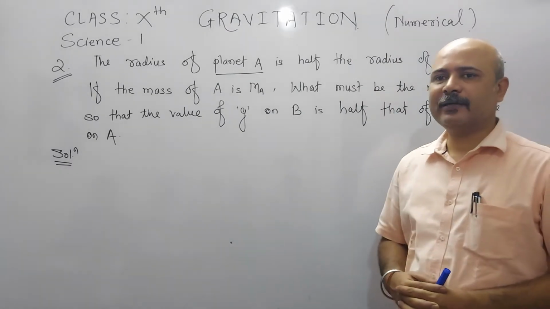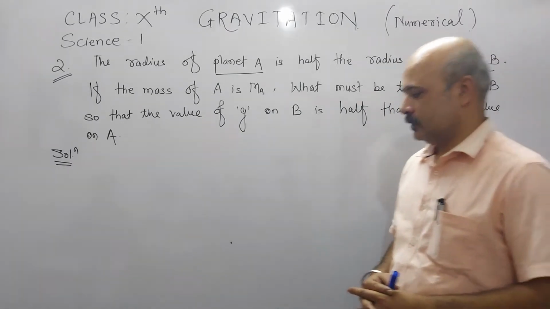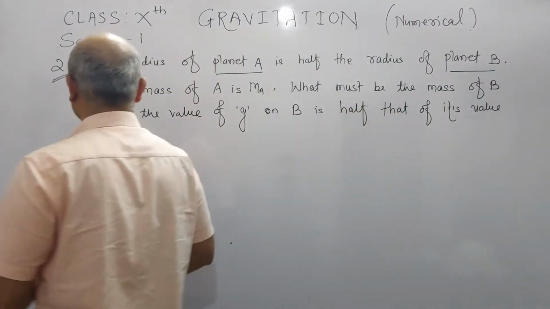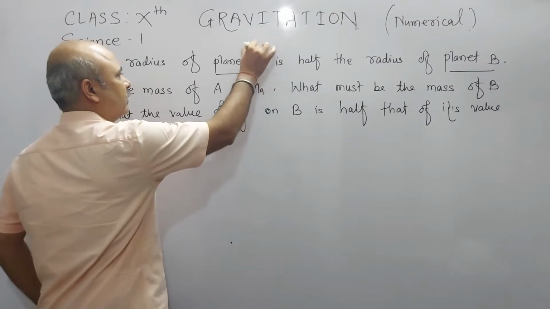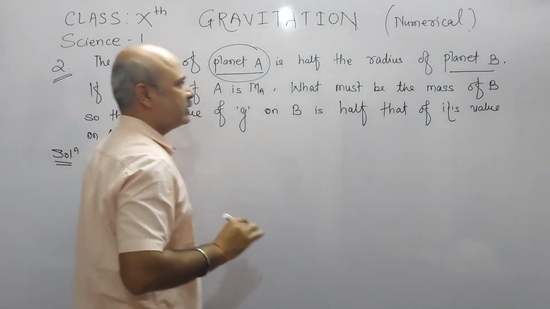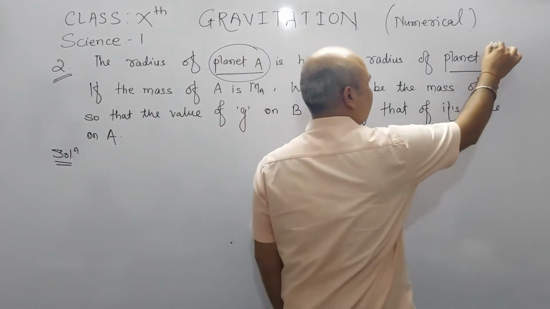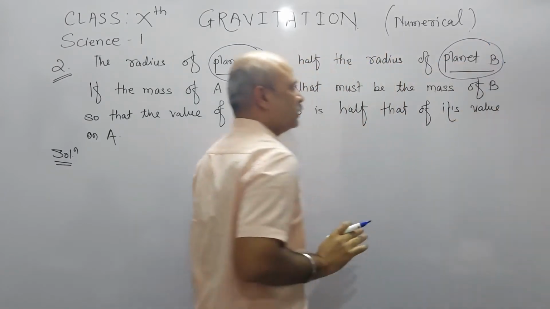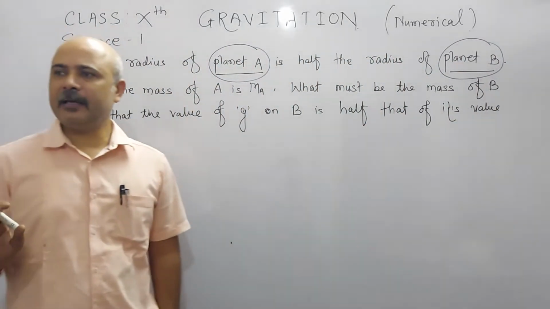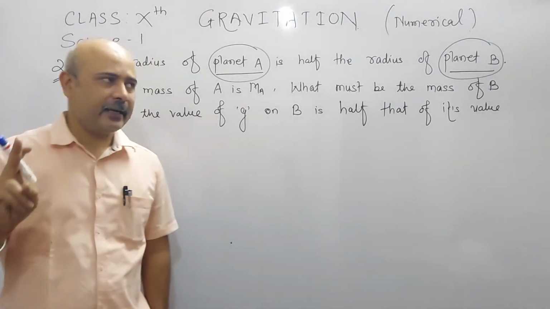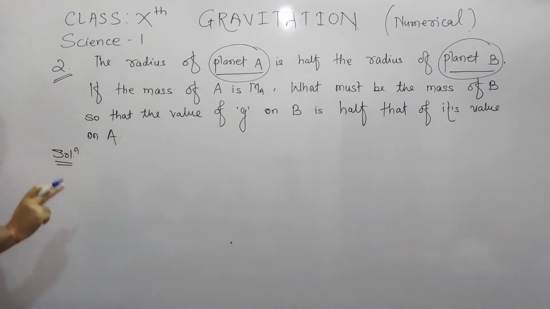Chapter is Gravitation, and your paper is Science 1. So here, what is the question? The radius of planet A is half of the radius of planet B. What is the radius of planet A? Half of the radius of planet B.